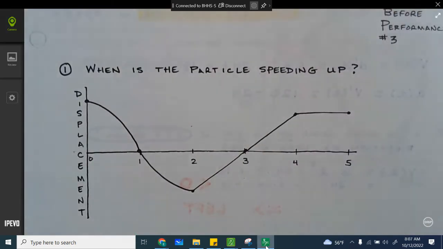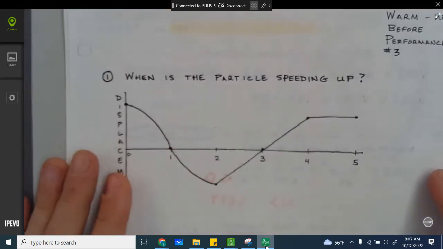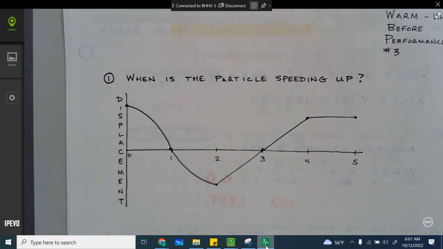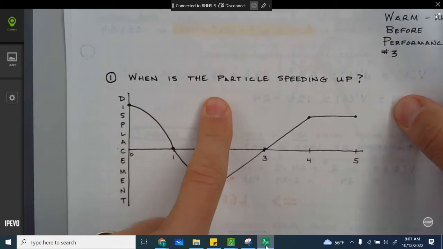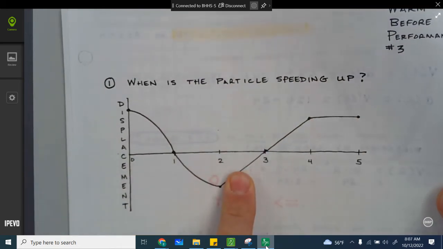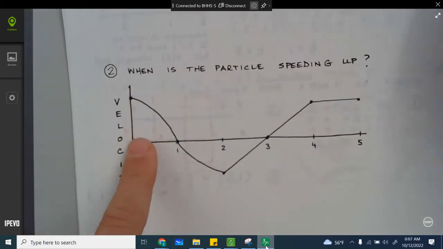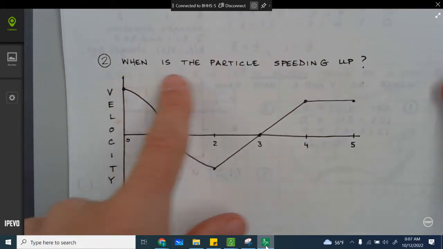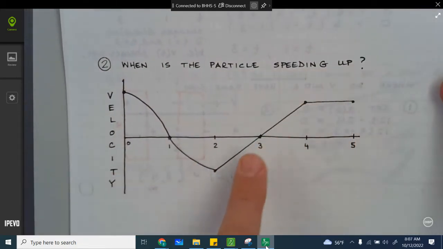Okay, ladies and gentlemen, if you take a look at this page, last class we talked about speeding up and slowing down with particles. Remember the monkey moving along the x-axis? Two questions. First one says, when is the particle speeding up? You get this graph. Second one says, when is the particle speeding up? And you get this graph.